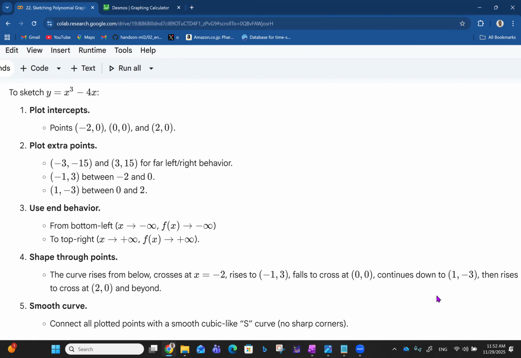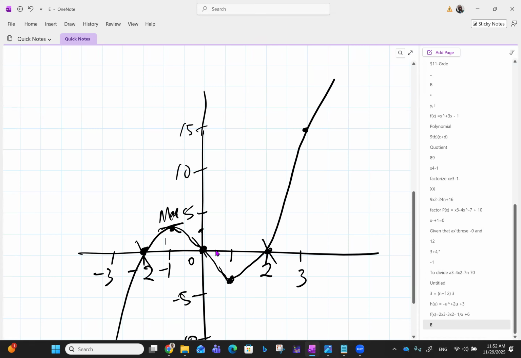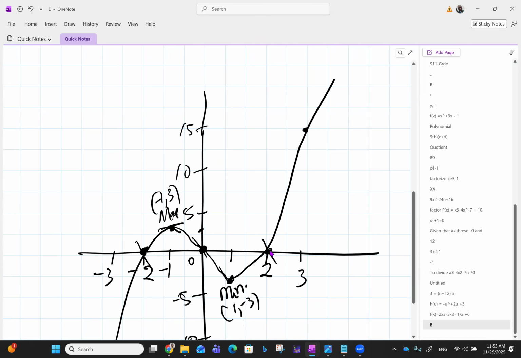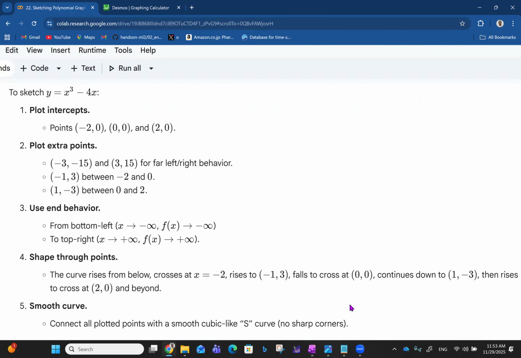Then continues down to 1, -3. That's the minimum point. So the maximum point is -1, 3. The minimum point is 1, -3. Then it rises to cross at 2, 0, which is another solution. So it rises to cross here at 2, 0, and goes up like that, and beyond. So then the smooth curve connects all plotted points with a smooth cubic-like S curve.